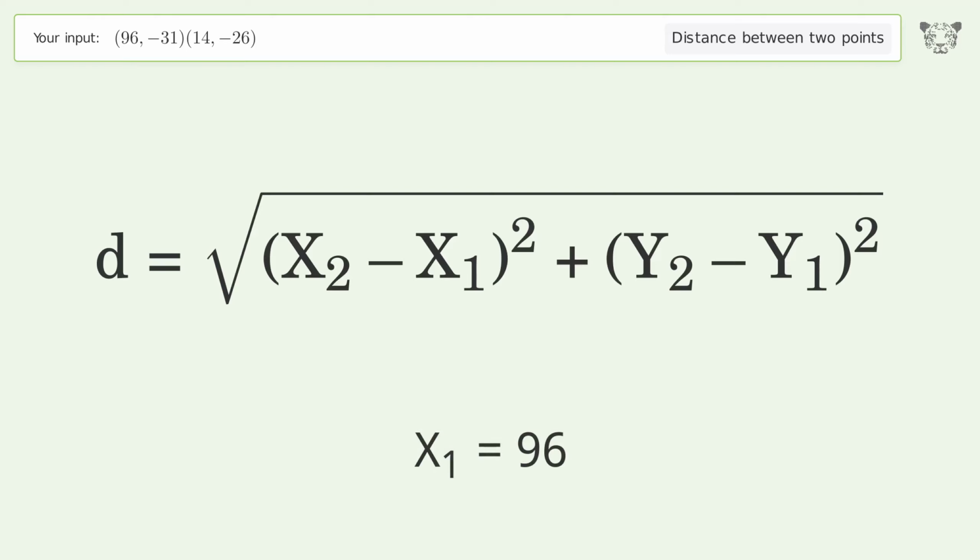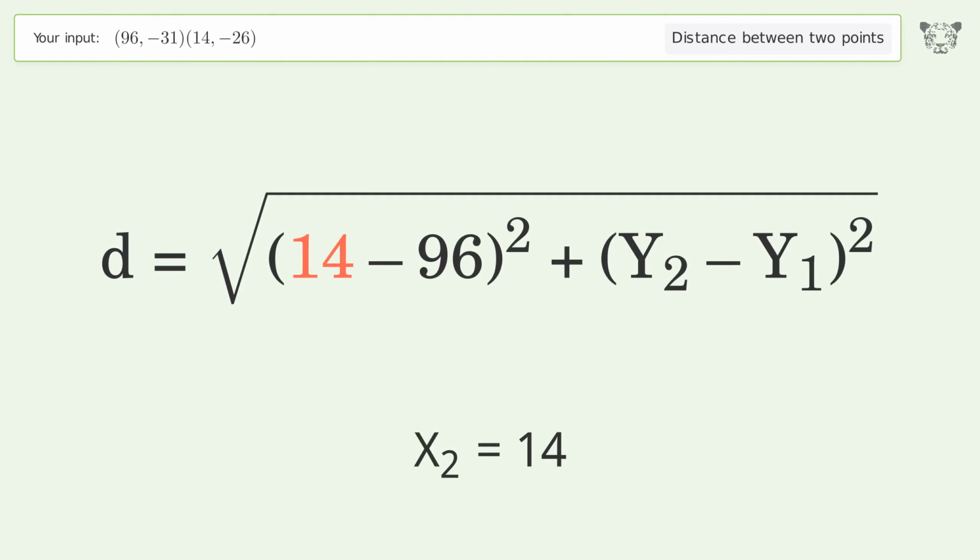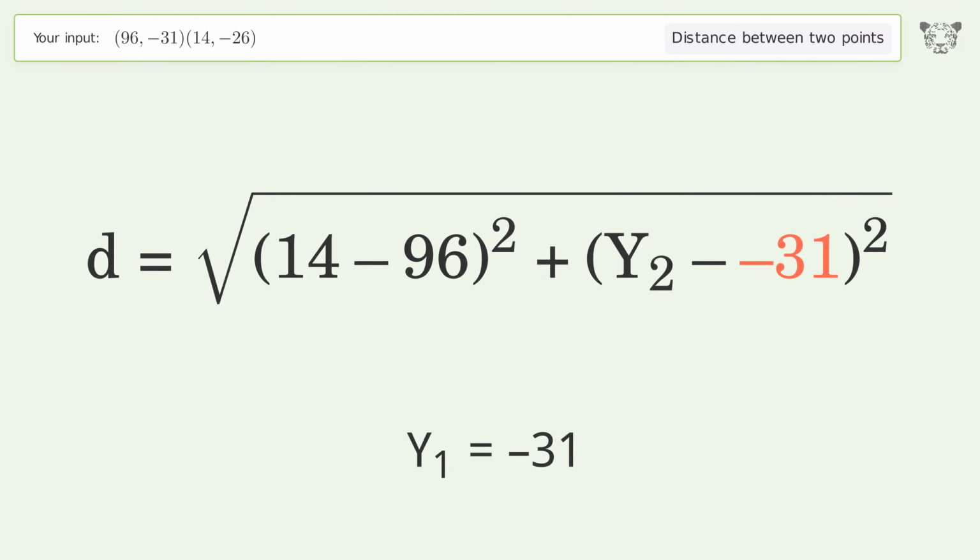x1 equals 96. x2 equals 14. y1 equals negative 31. y2 equals negative 26.